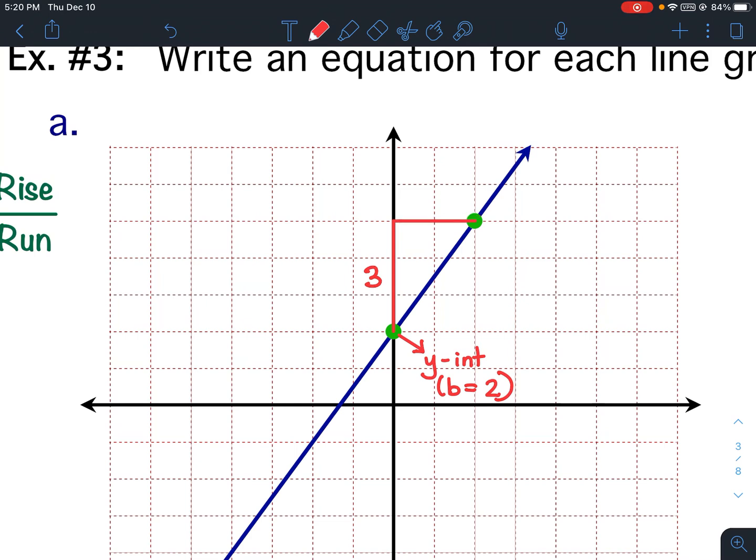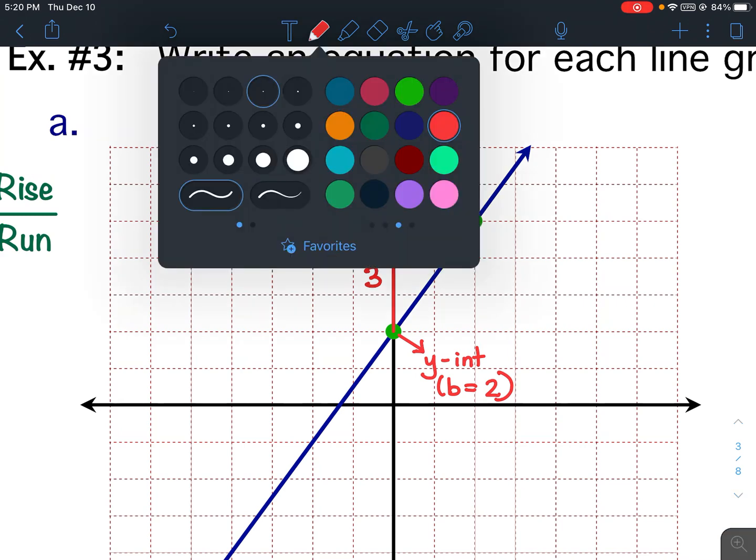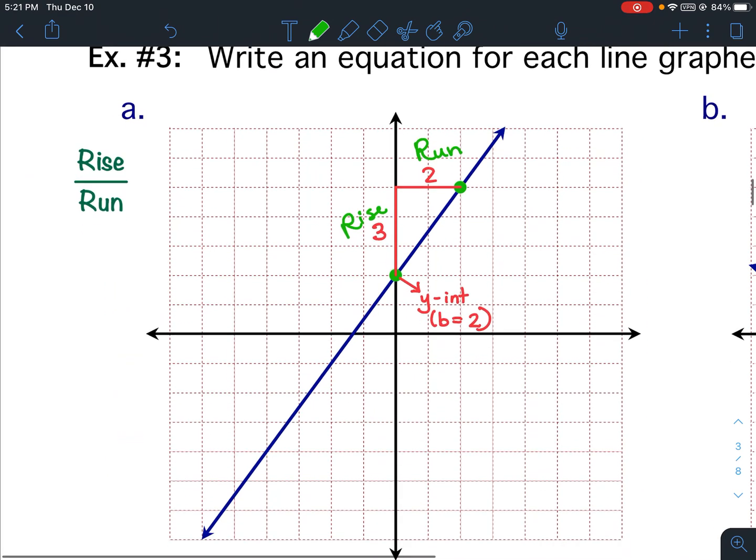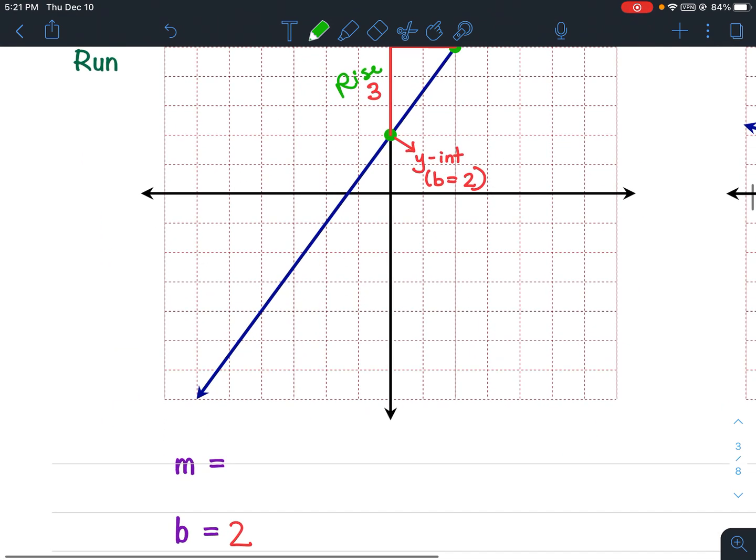This would be my run. My run is 1, 2. Go ahead and put rise and put run. Obviously, if this is your homework, you would not have to write out the words rise or run, but for the notes, I want you to write that out. So 3 is the rise, 2 is the run. My slope is 3 over 2.